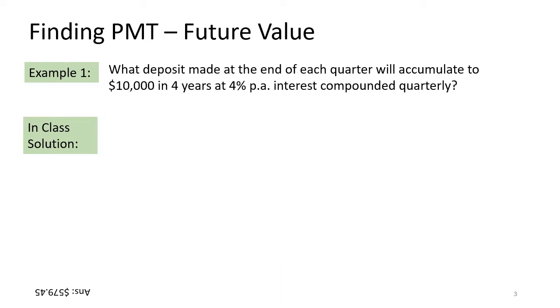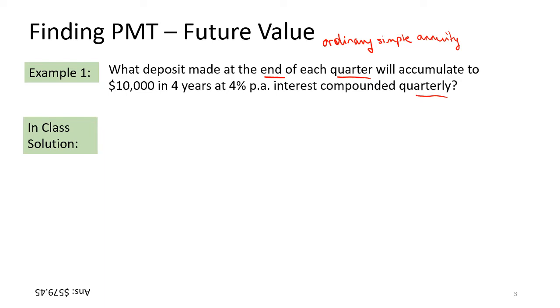First, looking at a future value formula. What deposit made at the end of each quarter will accumulate to $10,000 in 4 years at 4% per annum interest compounded quarterly? Keep in mind a couple of items to notice here. It's at the end of each quarter, and your deposits are made quarterly and your interest is quarterly. So this is an ordinary simple annuity. It's important for you to understand these distinctions.